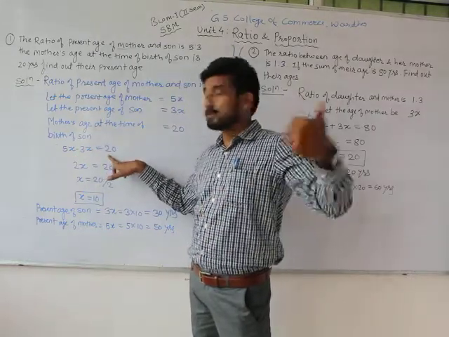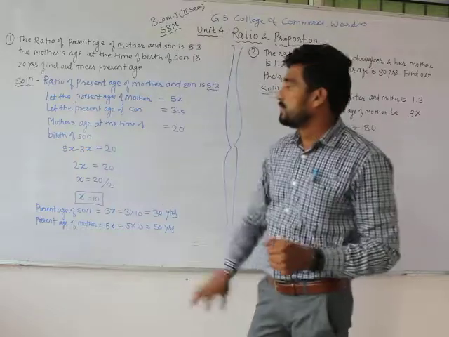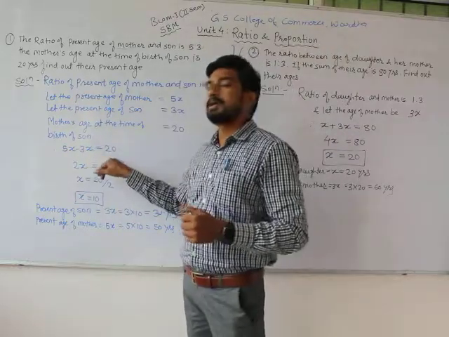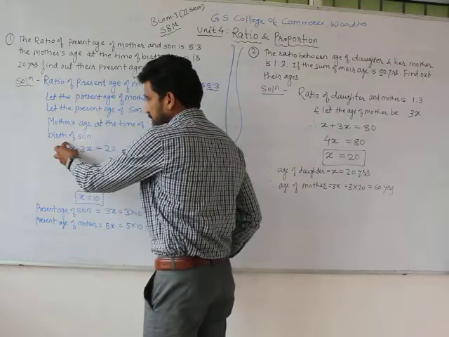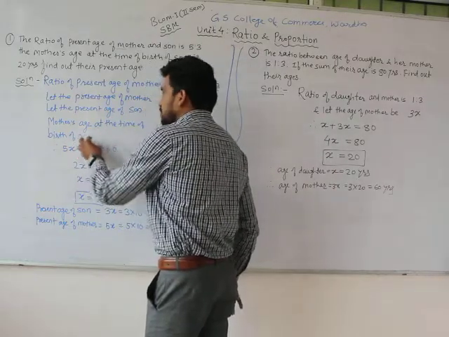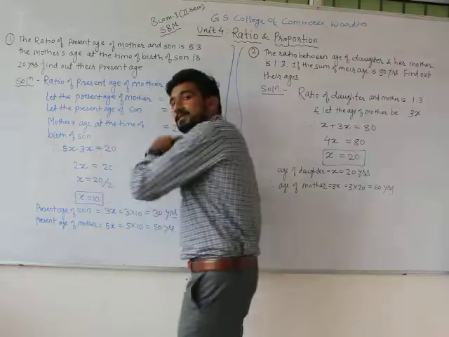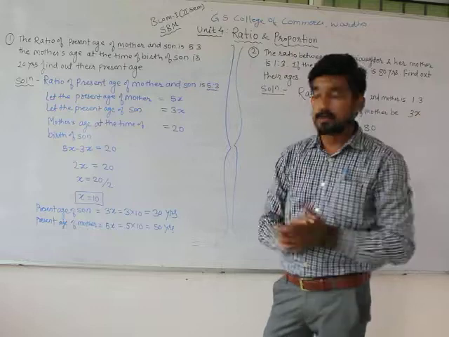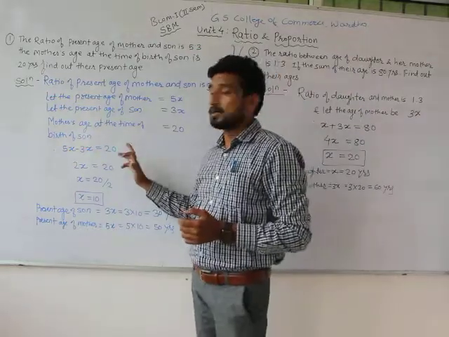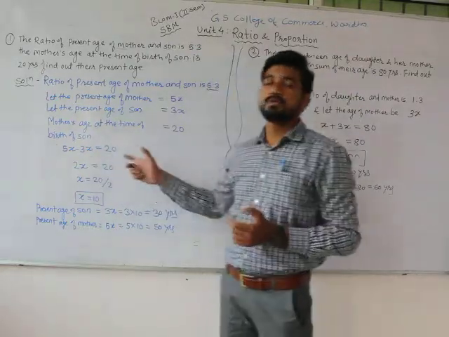Age of the mother was 20. So the equation will be 5x minus 3x equals 20, because if from the mother's age we subtract the child's age, what was the mother's age at the time of the child's birth? 20 years. So we just mentioned the equation here: 5x minus 3x equals 20.